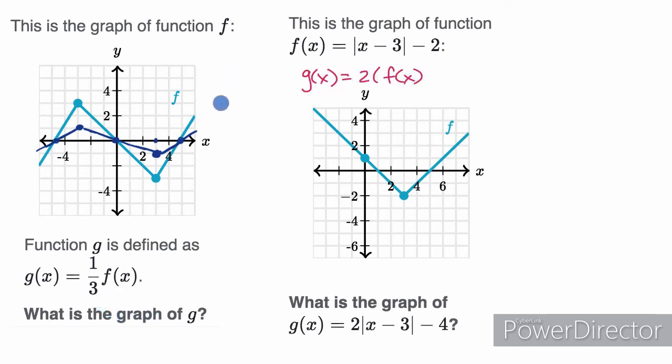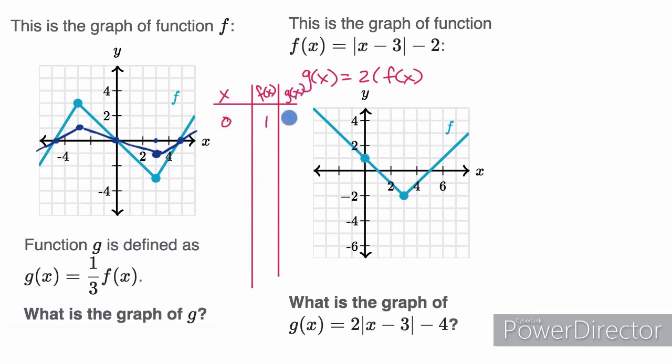And we could even set up a little table here. This is another way that we can think about it. We can think about x, we can think about f of x, and now we can think about g of x, which should be 2 times that. So we can see that when x is equal to 0, f of x is equal to 1. So g of x should be equal to 2 because it's 2 times f of x. So g of 0, I should say, is going to be equal to 2.